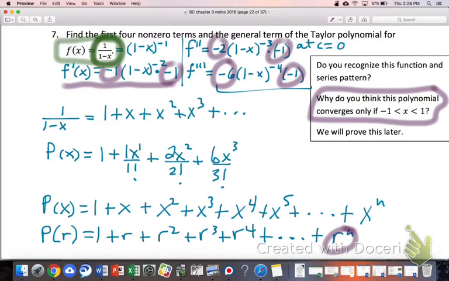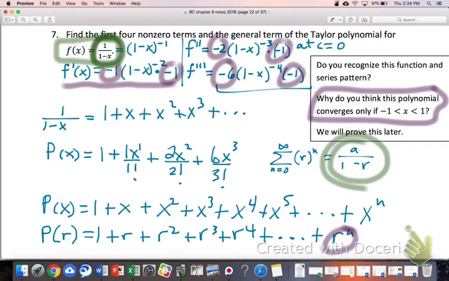Let me give myself a little room here. We saw sigma from n equals 0, say, to infinity of r to the n. We said that this converges if r is a fraction, essentially. We said it converges to a over 1 minus r. So think about how that a over 1 minus r connects. Isn't the first term in our series 1? And the common ratio is x.